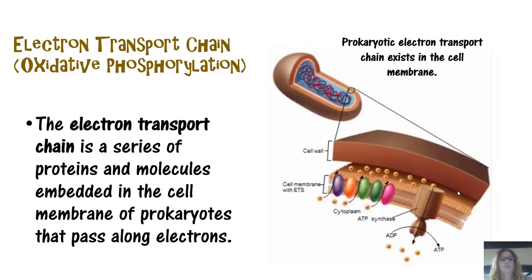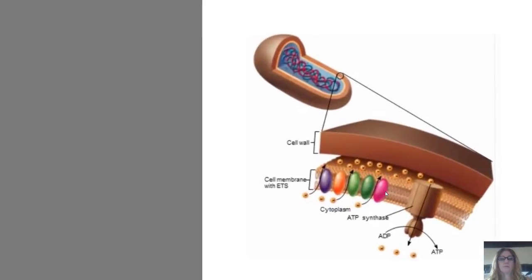And the electron transport chain in the prokaryote, you can see here the series of proteins and molecules are embedded in the membrane of the prokaryote, and they are passing along electrons. So prokaryotic electron transport chains exist in the cell membrane. Okay.